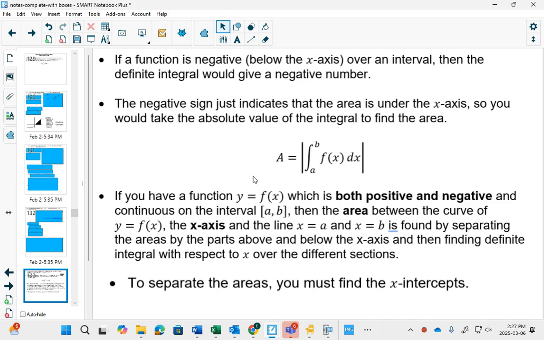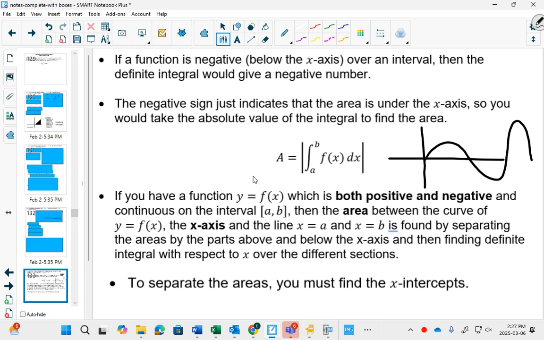We've talked about this already, but whenever a function is below the x-axis, then that area under the curve always gives a negative number. So you're going to sometimes be asked the following question. Let's say I have a curve like this, and they say, can you add up all of these areas bounded?